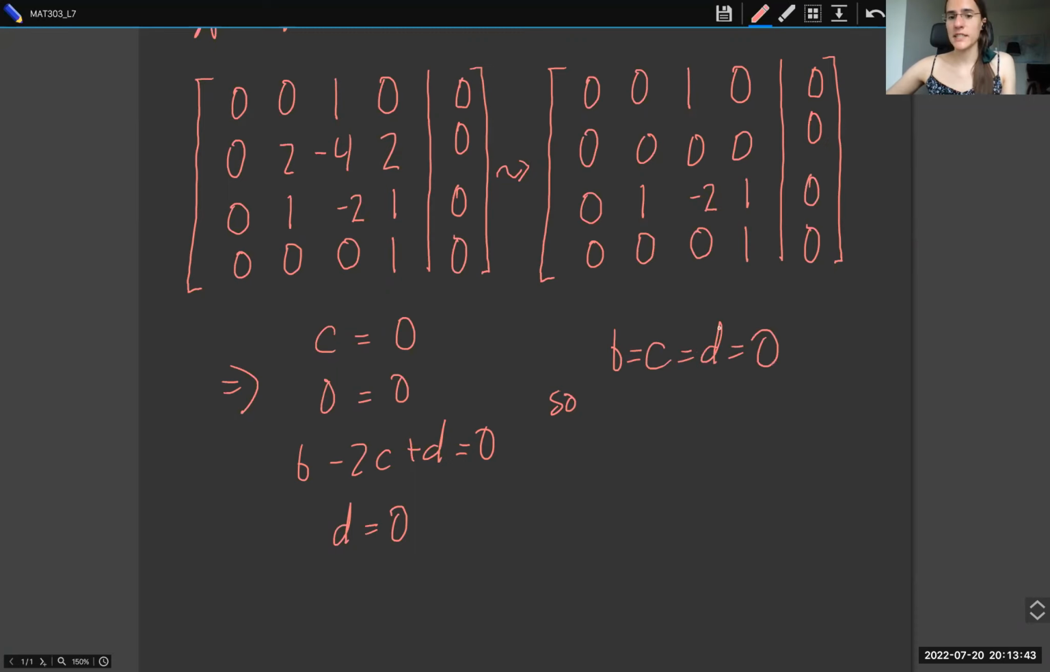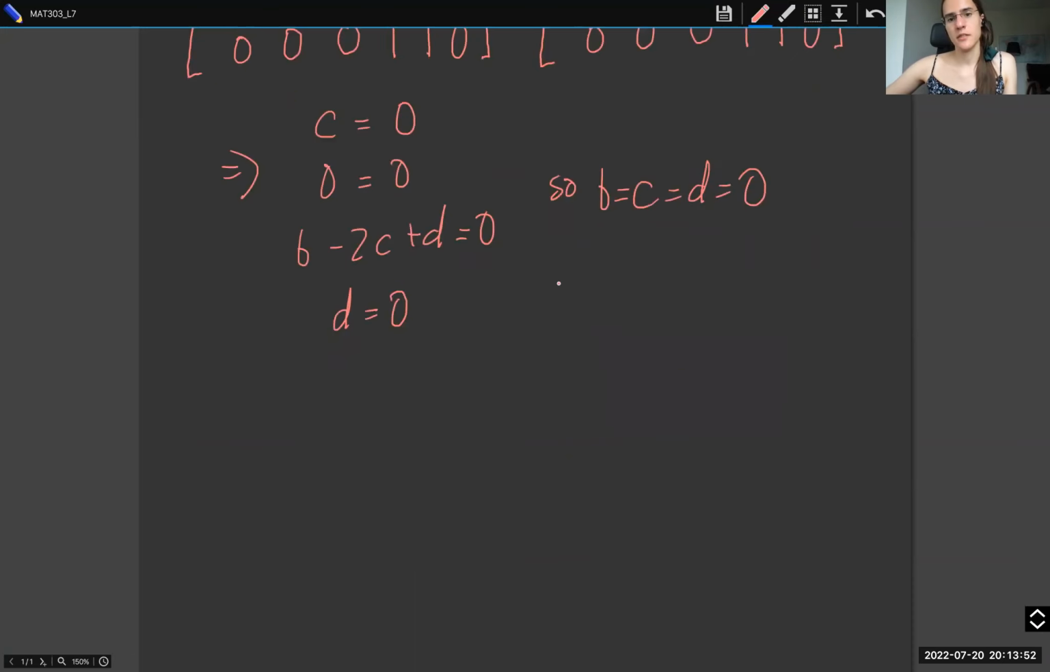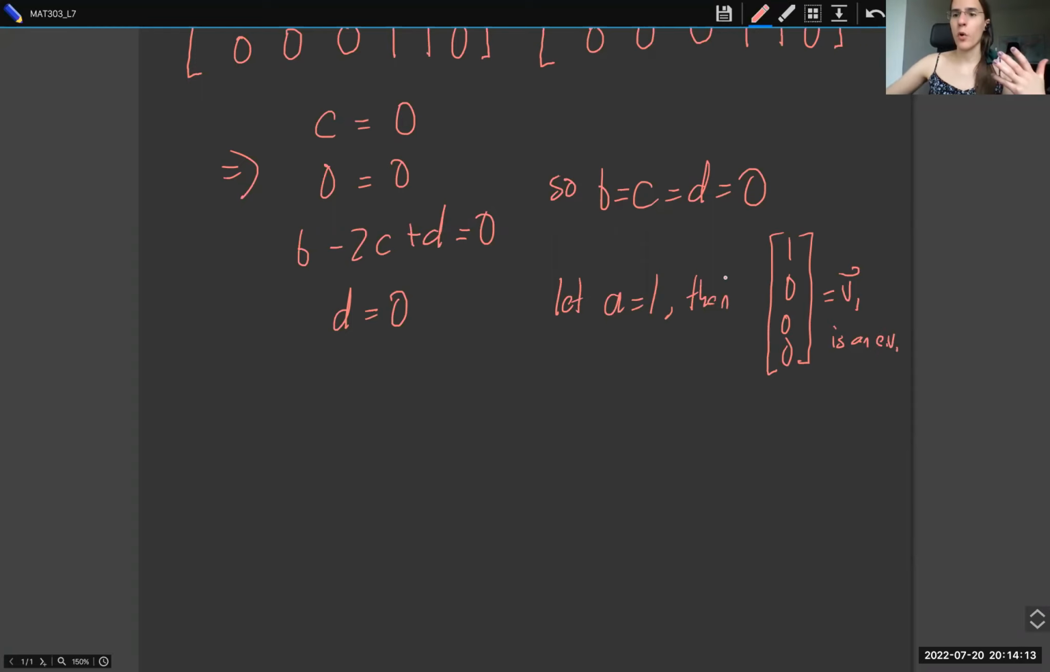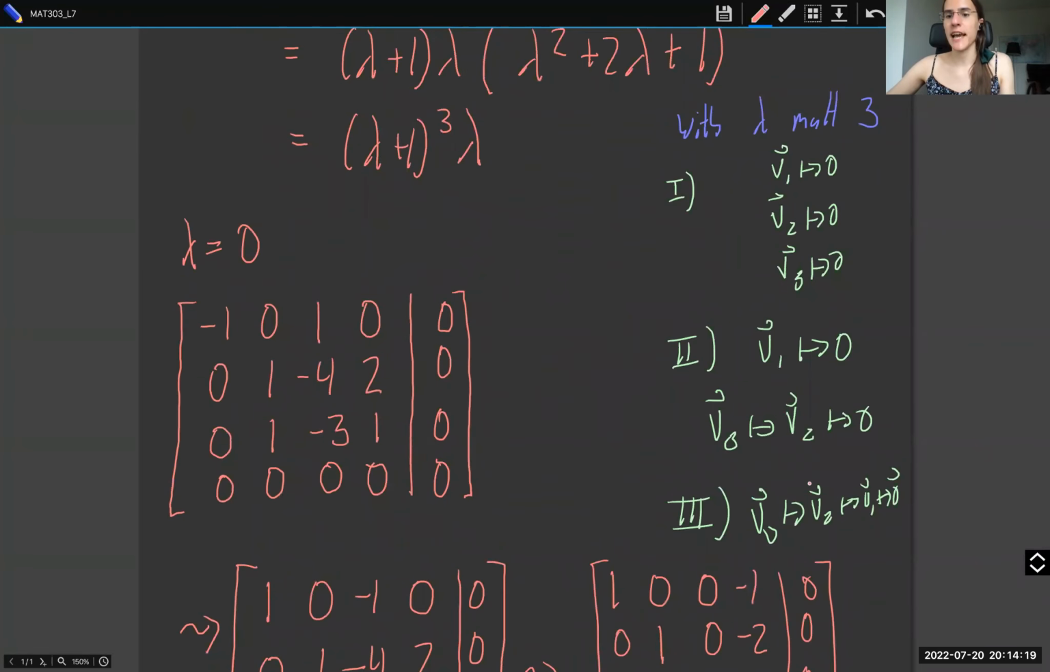And so our only choice is A, right? And so setting A to 0 would be bad, so we set it to 1. 1, 0, 0, 0 is an eigenvector. And this we're going to call V1. And there are no more. It's a one-dimensional eigenspace, right? So if we have a one-dimensional eigenspace, I showed you what the 3 cases are, then it has to be the third case. It can't be the second case because we'd have 2 linearly independent eigenvectors in that case.